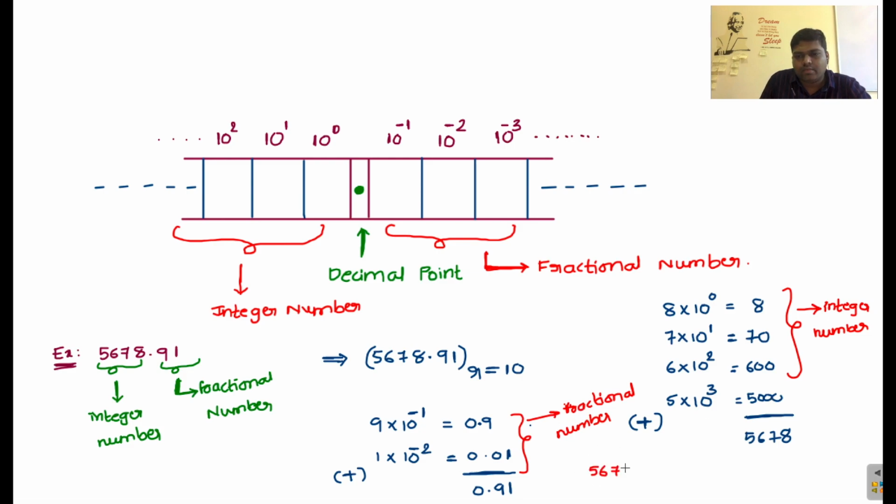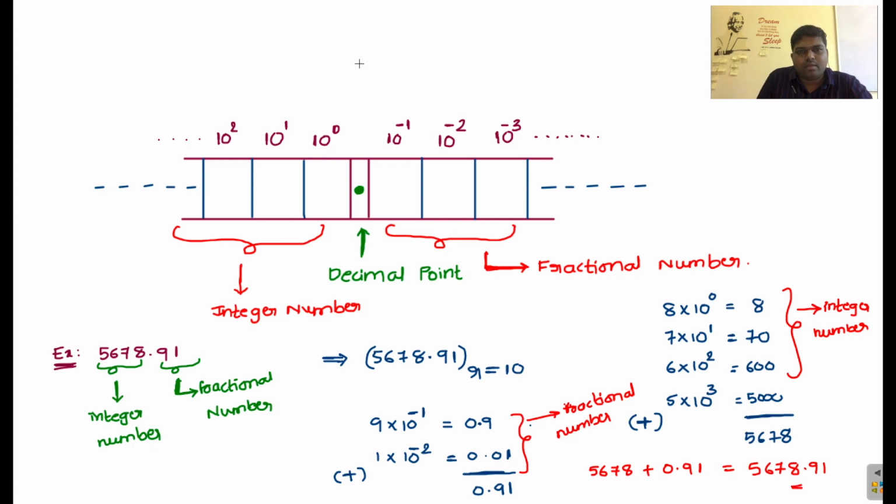That means 5678 plus 0.91. Then you will get 5678.91. This is your answer. Otherwise, you can write it directly also.